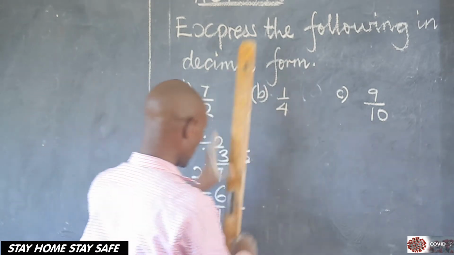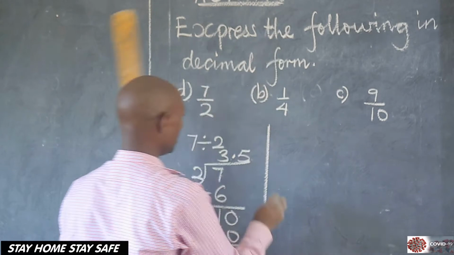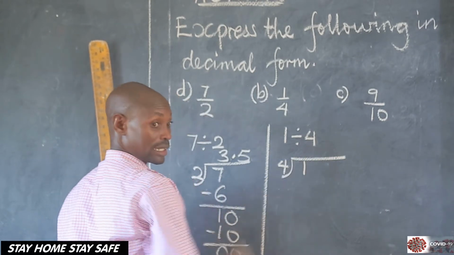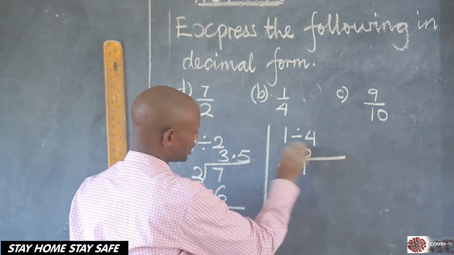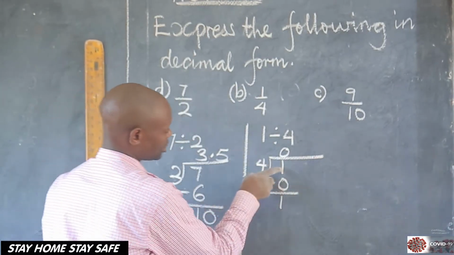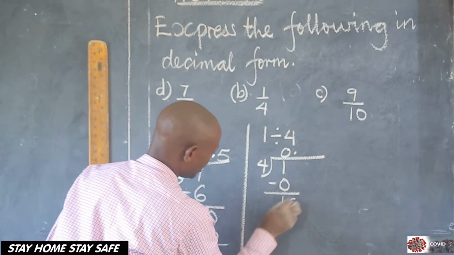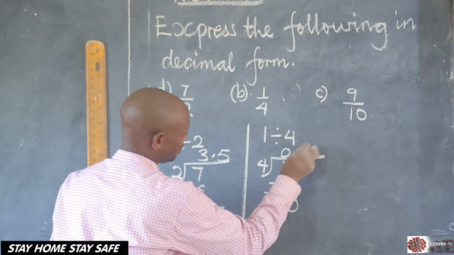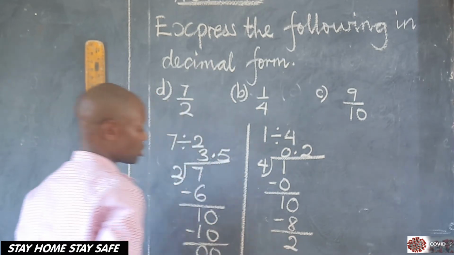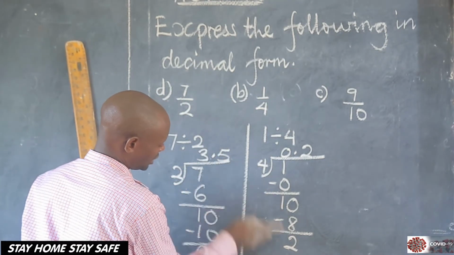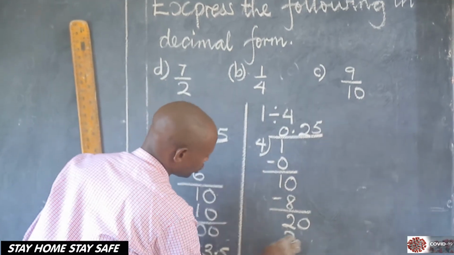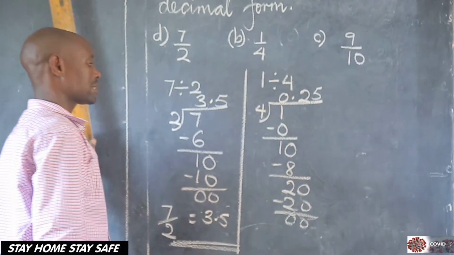Then B, it is a quarter. And a quarter means 1 divided by 4. So our long division, 1 inside, 4 outside. 1 divided by 4, 1 is smaller, so we put a 0. 0 times 4, we get a 0. When we subtract, we get 1, which was here, so we introduce a decimal point. We add here 0. 4 goes into 10 how many times? That is 2. And 2 times 4, we are getting 8. When you subtract, you get 2. 2 divided by 4, 2 remains smaller, so we add a 0. 20 divided by 4, you get a 5. 5 times 4, you get a 20. And when you subtract, you get 0.